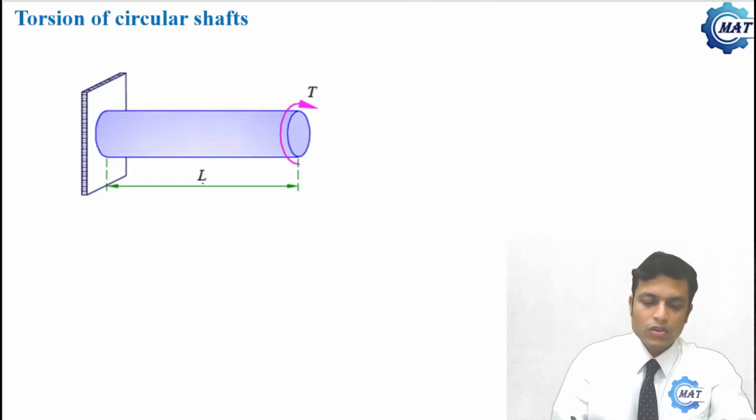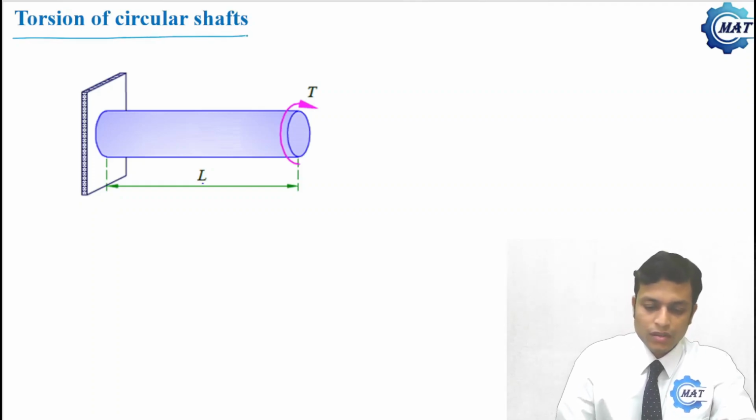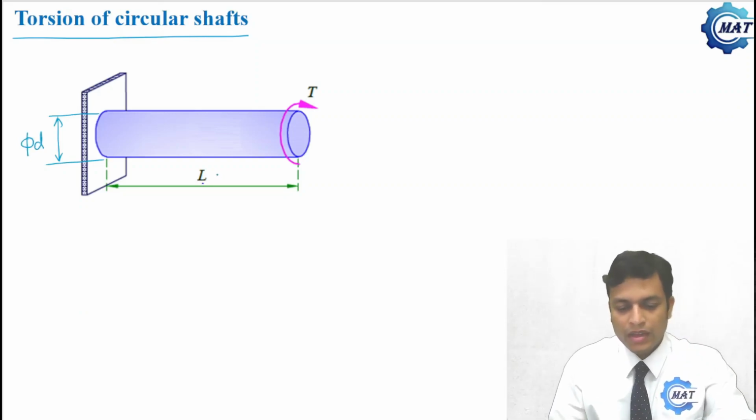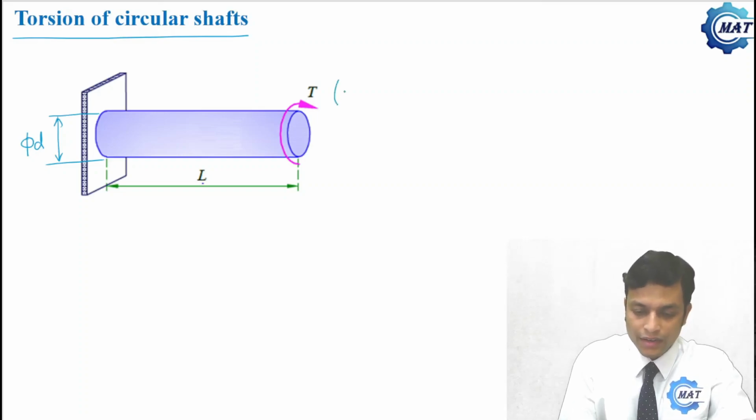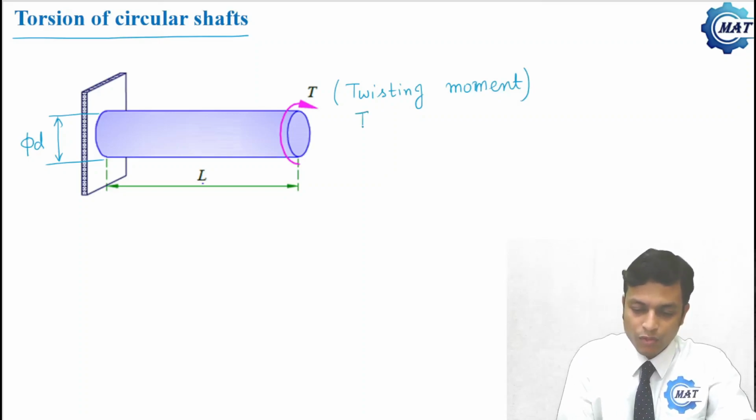Welcome to all. Our today's topic is torsion of circular shafts. This is a circular shaft with diameter d and length L and subjected to a twisting moment T. T is twisting moment, or torsional moment.